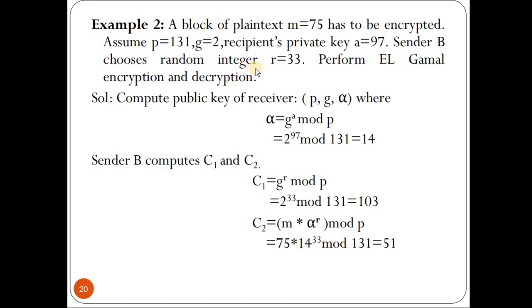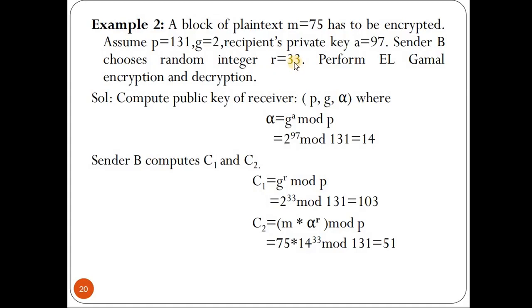Before we perform encryption and decryption, we need to check some conditions. The first one is the message M. Your message M should be less than P minus 1. P minus 1 is 130, and 75 is less than 130, so the condition holds. The second condition is that the private key chosen should also be less than P minus 1. 97 is less than 130, so the condition holds. The last one is the random integer R equal to 33.